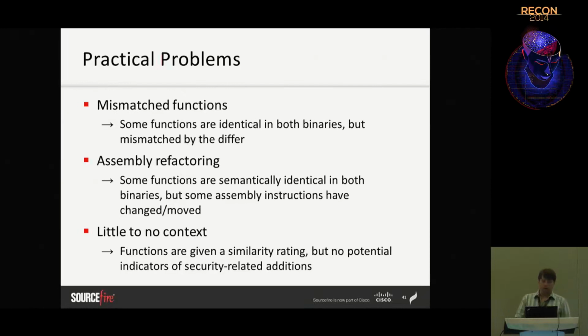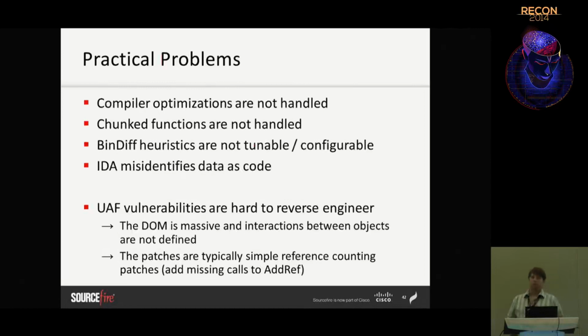One of the main problems with that is that they haven't kept up with compiler optimizations. They are not aware of chunked functions because IDA doesn't handle them very well. The heuristics inside of BinDiff are sometimes applied in the inappropriate order, and it's not configurable, or you're not able to give a weighting to how much value you want to put into a particular heuristic. And then, of course, there's the eponymous problem with x86 code, the code and data problem. IDA oftentimes misidentifies data as code, and then, of course, thinks that that's a modification to the binary.